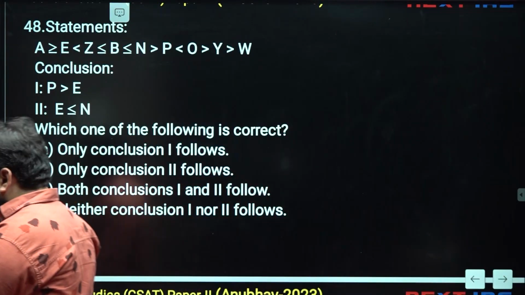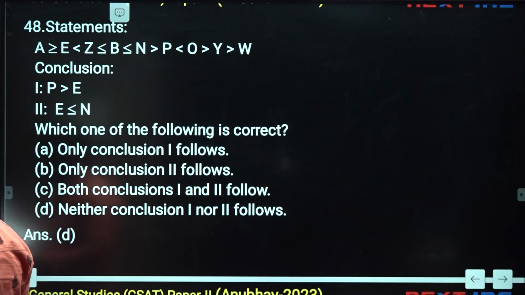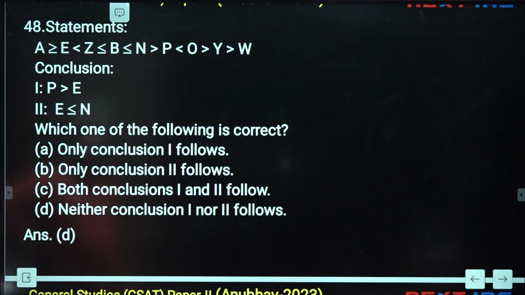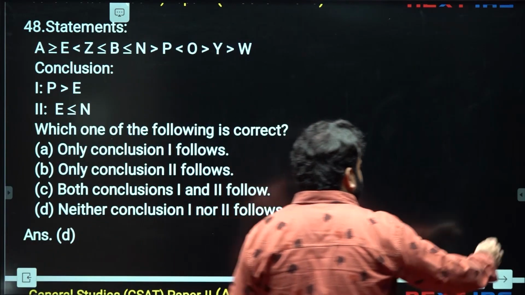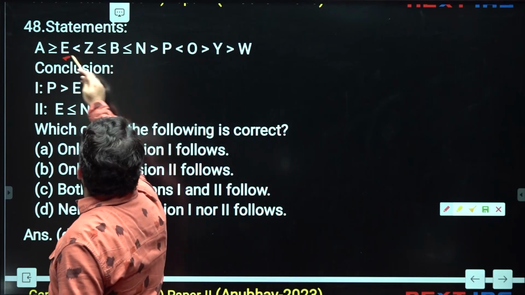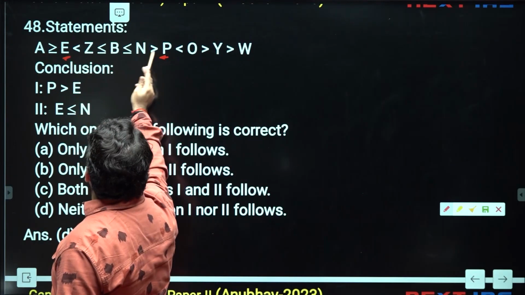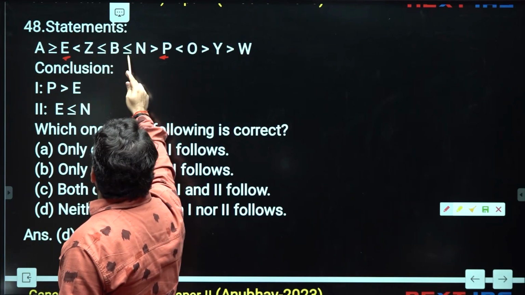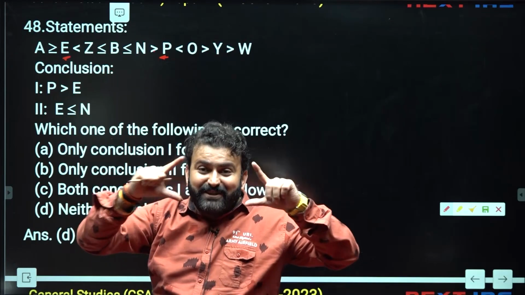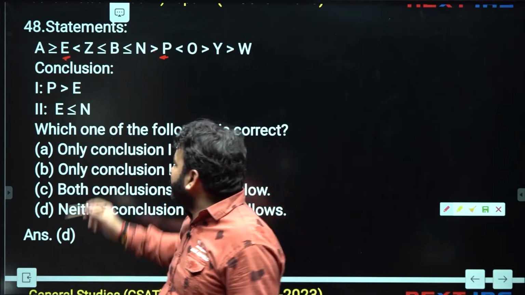Now next question, question number 48. a greater than or equal to e less than j less than or equal to b and so on. Conclusion, p greater than e. Here e is here, p is here. Between e and p you have less than or equal to as well as greater than. So opposite direction signs have come. The moment you get opposite direction signs, it means you cannot conclude anything.